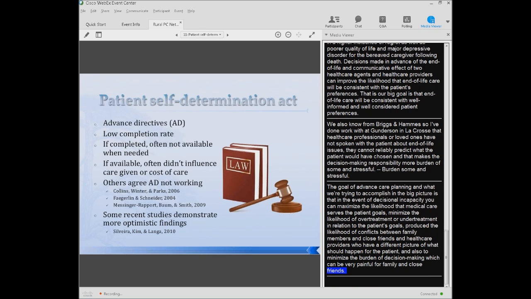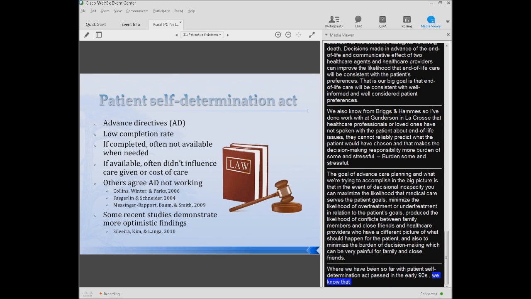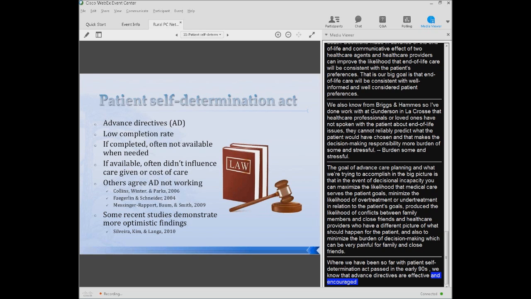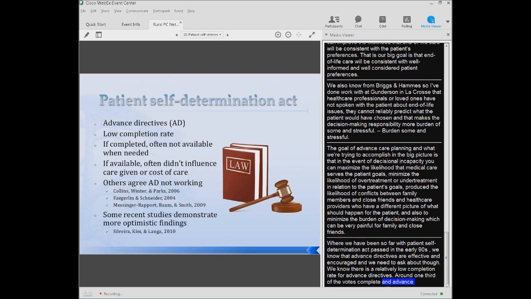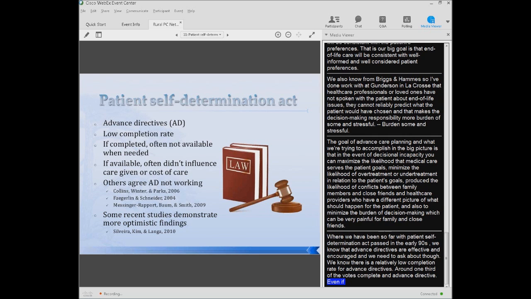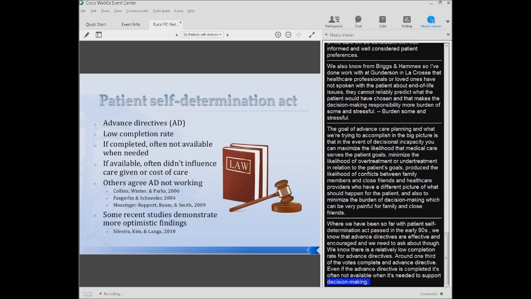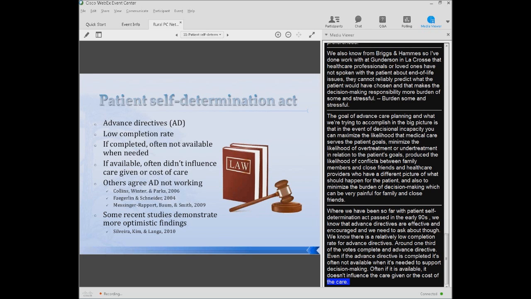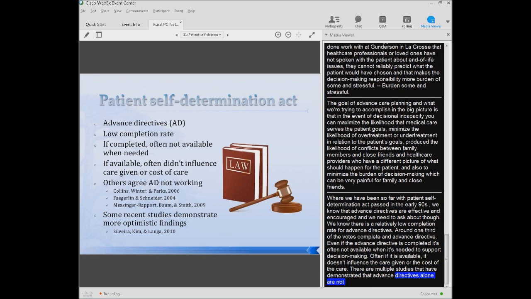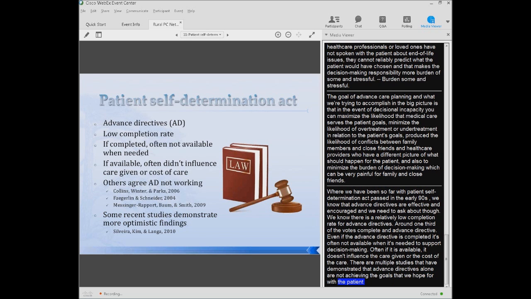So where we've been so far is with the Patient Self-Determination Act passed in the early 90s. We know that advance directives are expected and encouraged, and that we need to ask about those. We also know that there's a relatively low completion rate for advance directives. Around a third of adults complete an advance directive. We know that even if the advance directive is completed, it is often not available when it's needed to support decision making. And often even if it is available, it doesn't influence the care given or the cost of that care. There's multiple studies that have demonstrated that advance directives alone are not achieving the goals that we had hoped for with that Patient Self-Determination Act. Although it was encouraging to find as we updated our data that some recent studies are demonstrating some more optimistic findings.